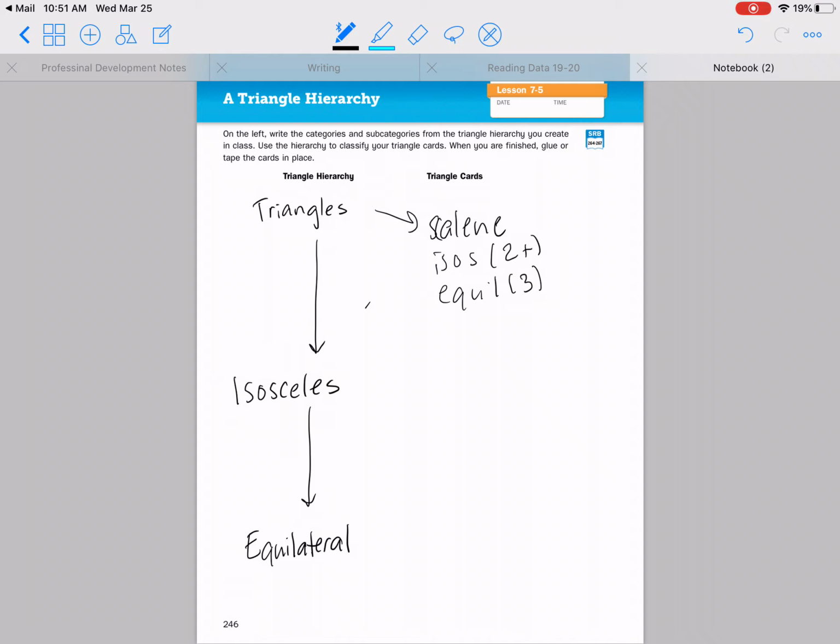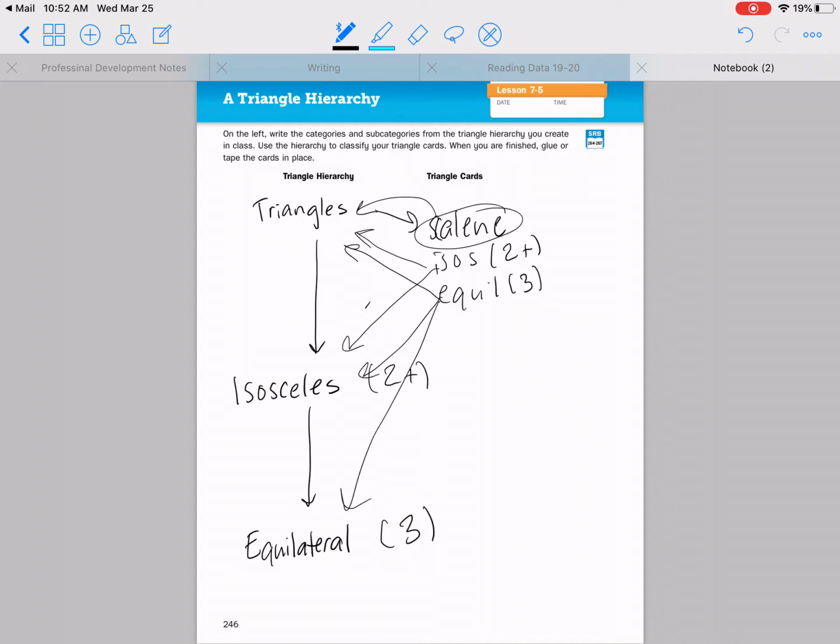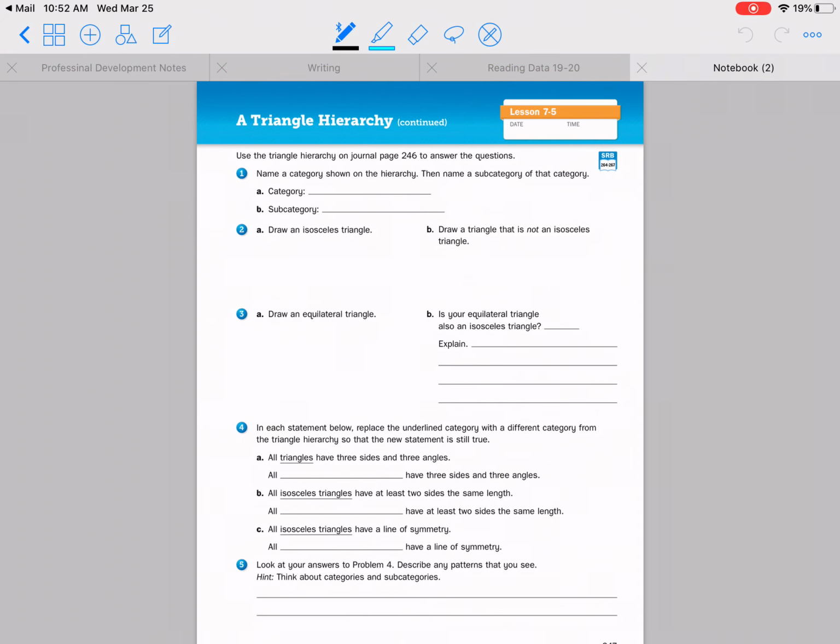Then we have triangles with at least 2 sides that are the same. So that includes isosceles and equilateral, because an isosceles triangle just has to have at least 2 sides the same, not exactly 2 sides that are the same. And then finally, getting even more specific, is the equilateral triangle, where all 3 sides are the same length. So really, scalene only fits here at the top, isosceles fits here, and then equilateral fits here, and there, and there. So that's the hierarchy that we were talking about. And then this is the page.